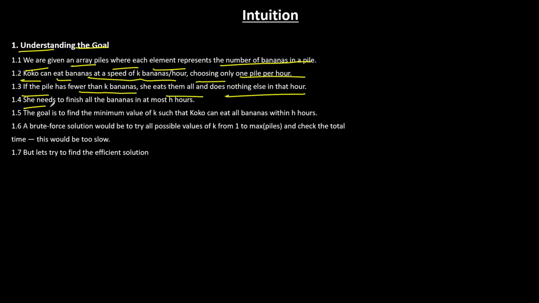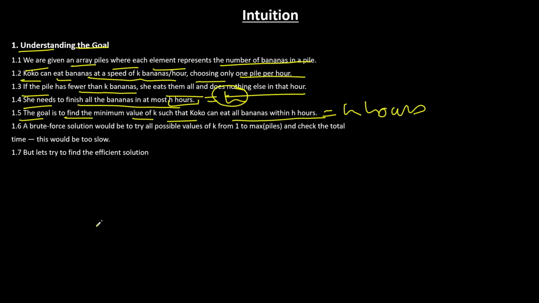She needs to finish all these bananas in at most h hours, not actually at most h hours. It has to be equal to h hours. The goal is to find the minimum value of k such that Koko can eat all bananas within h hours, or equal to h hours. So what could be the brute force solution?